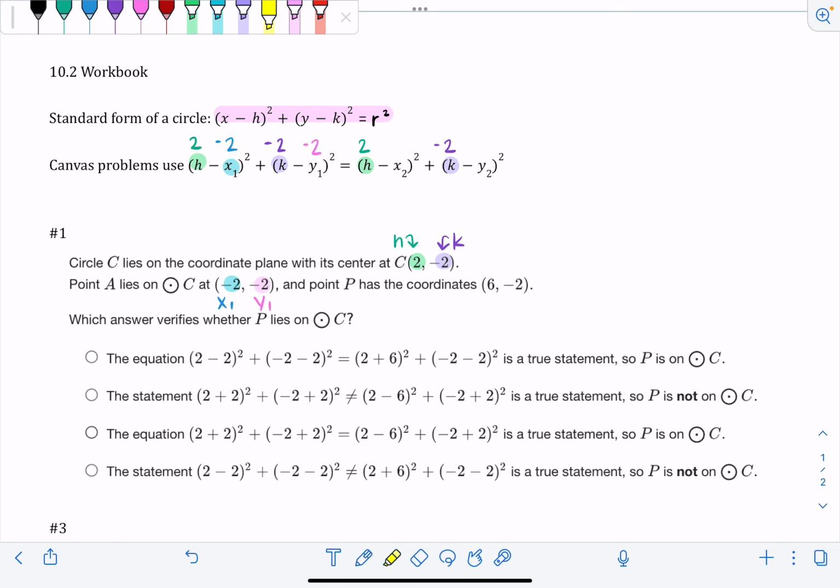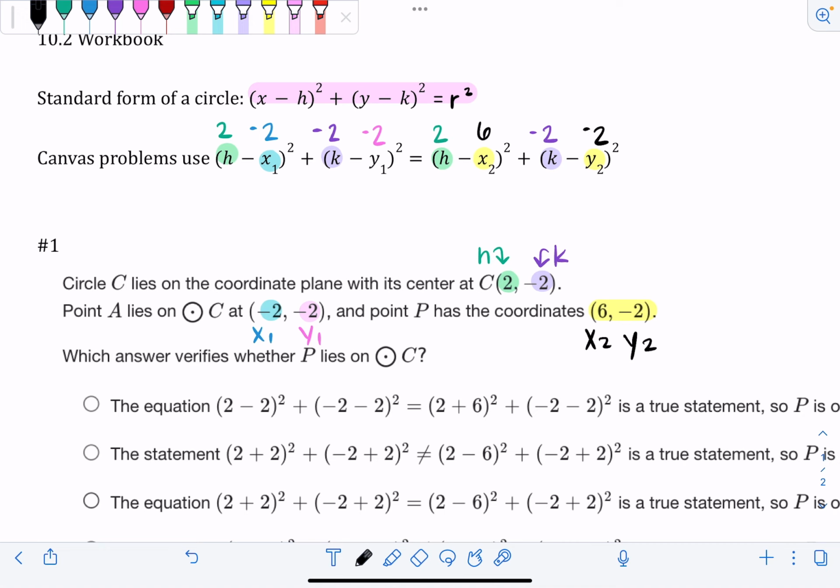And then the extra point, the point that I'm checking, I'm going to put in for x2, y2. So that's the (6, negative 2). I'll put 6 in for x2 and negative 2 in for y2. Okay, so I'm going to go ahead and put each value in now. So it'll be 2 minus negative 2 squared. But we would never just leave a double negative like that. We would simplify it to plus. And then plus negative 2 minus negative 2 squared.